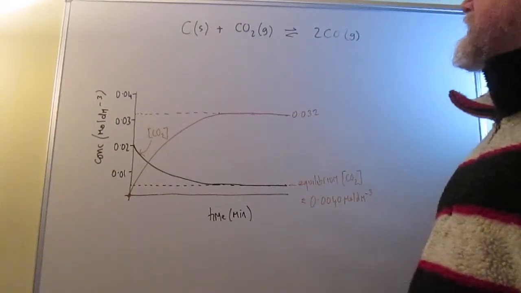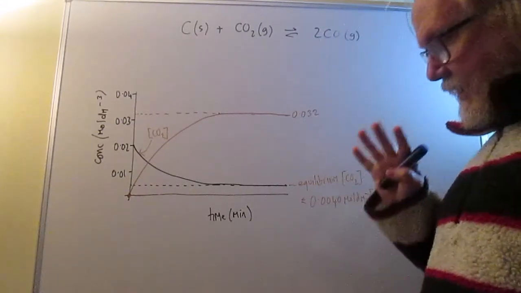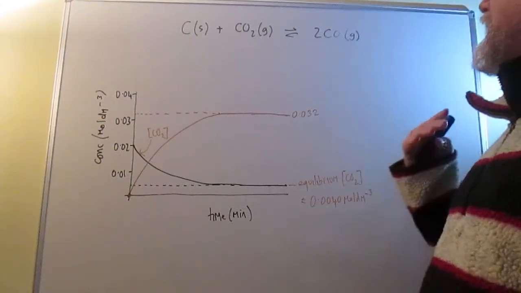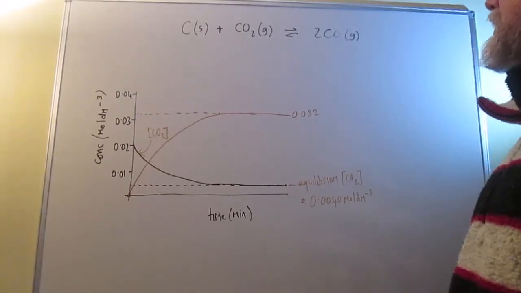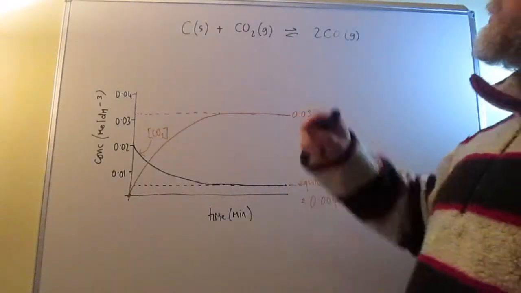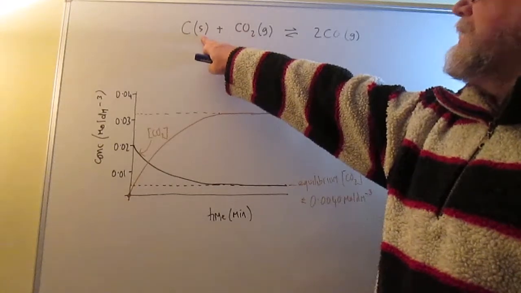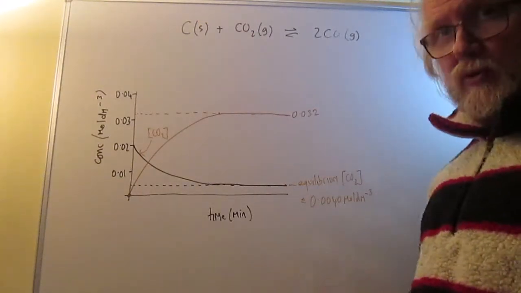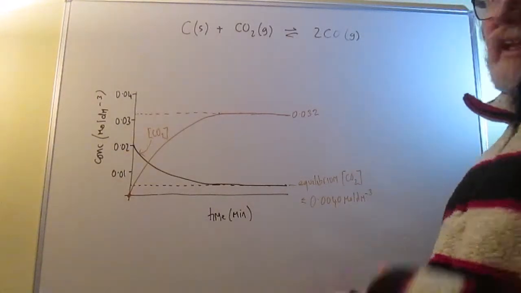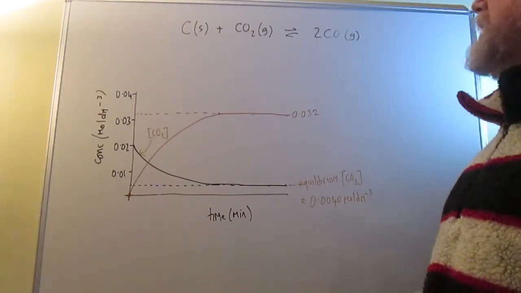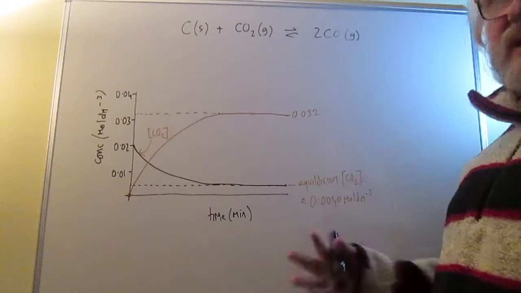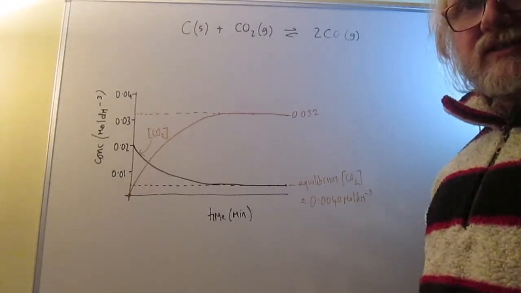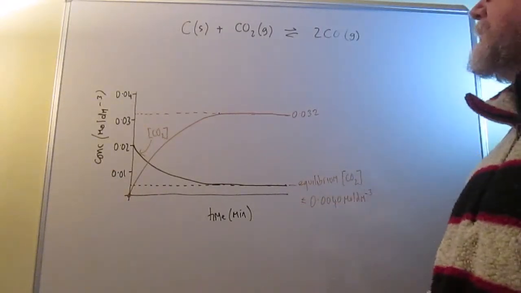Now part B, it's asking us to write down the Kc expression this time for the reaction, and also to find its value. So this time we have a heterogeneous equilibrium because the carbon is a solid, and remember that if you have a solid or if you have a pure liquid as opposed to a solution, you leave that substance out of your Kc expression because it's effectively got a fixed concentration, so there's no point having it as a variable.